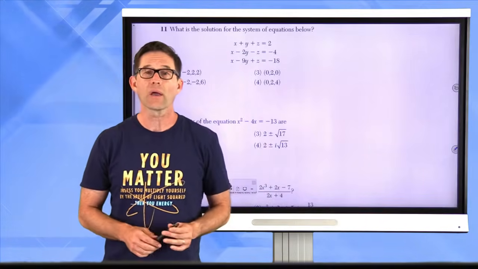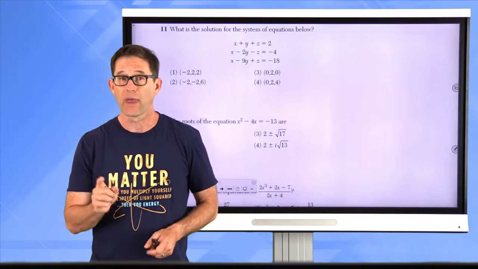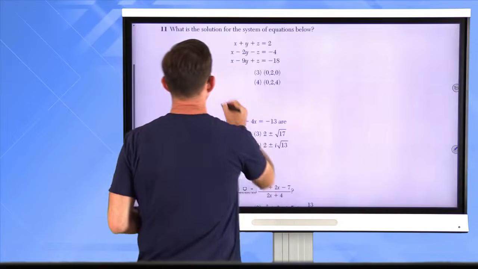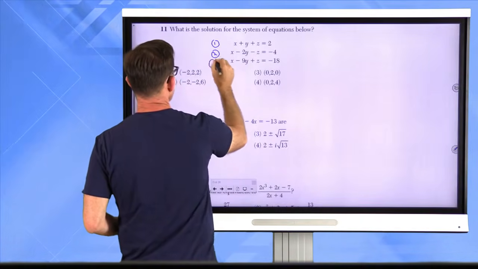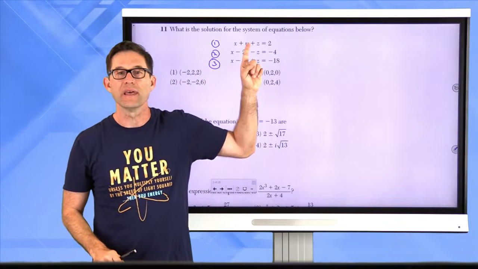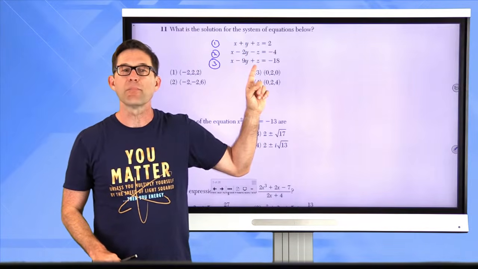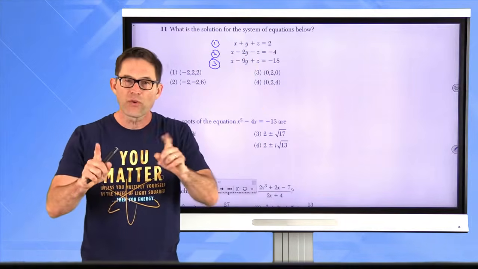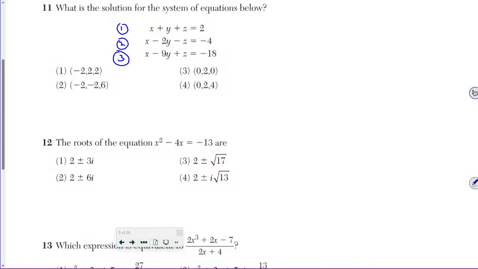So now let's talk about how we can actually solve it algebraically. And this one's not too bad, okay? I'm going to call these equations 1, 2, and 3. And one thing that I notice is that equation 1 has a plus z in it, equation 2 has a minus z in it, and equation 3 has a plus z in it. So the first thing I'm going to do is take equation 1 and add equation 2 to it. And that's going to give me a new equation.